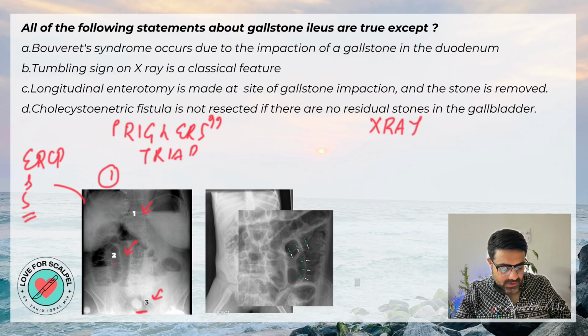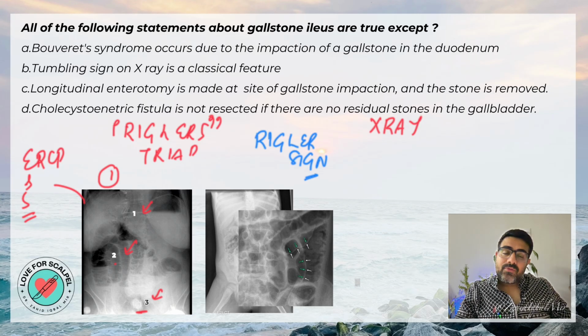Now there is one more term known as Rigler's sign. This is seen in perforation mainly, and in this sign what you find on X-ray is that you are able to see the wall of a bowel. Because there is air inside the bowel, that is intraluminal air, and there is free air outside the bowel, that is extraluminal air, you will be able to see the wall of the intestine, and this is known as Rigler's sign. This is not a part of gallstone ileus. This is seen in cases of intestinal perforation.